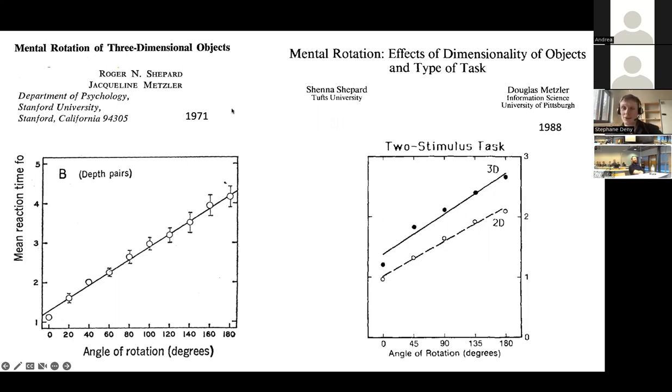So another team of Shepard and Metzler, 16 or 17 years later, reproduced the study. And they found that the slope in their case was between a little bit more than 1 second and a little bit less than 3 seconds. So this slope is actually very different from the original slope. In that paper, they didn't even comment on that discrepancy because they were looking at something completely different. They were comparing the rotation reaction time for 3D objects versus 2D objects.